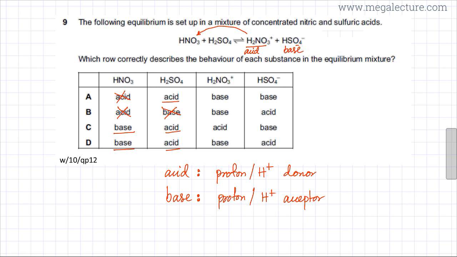So these are your conjugate acid and conjugate base. So H2NO3+ is an acid, so it's an acid, whereas HSO4- is acting as a base. So the correct option for this question is going to be option C.